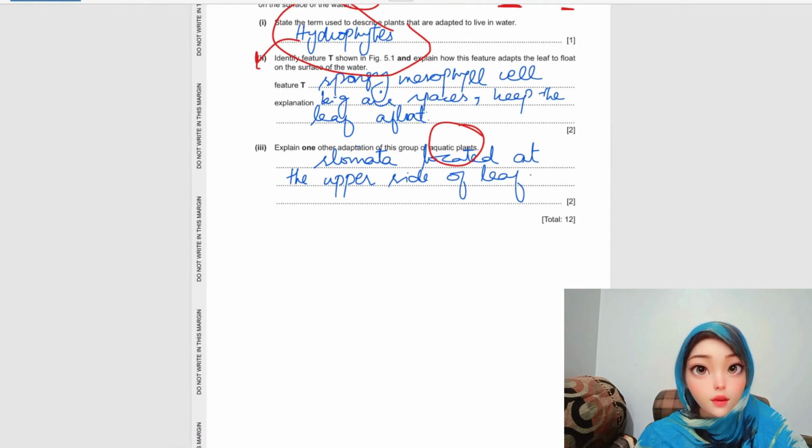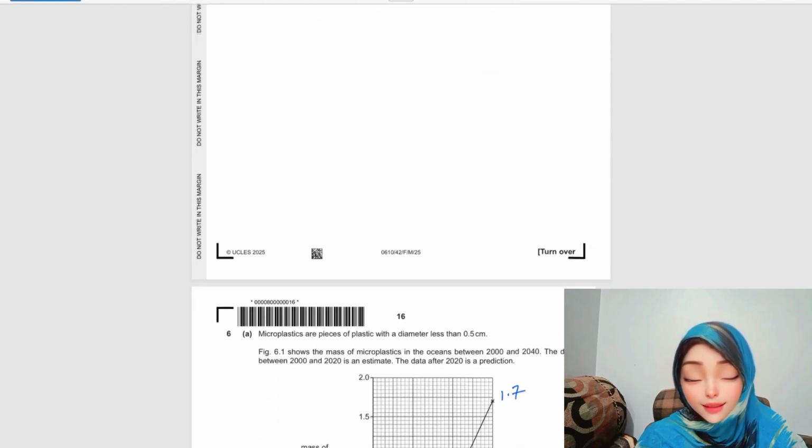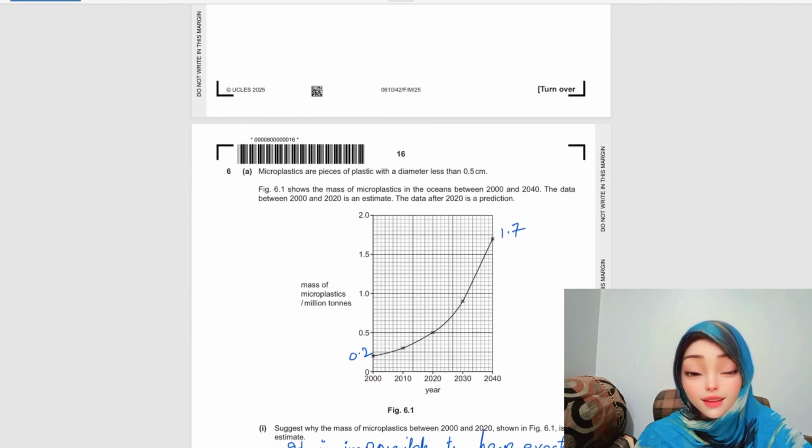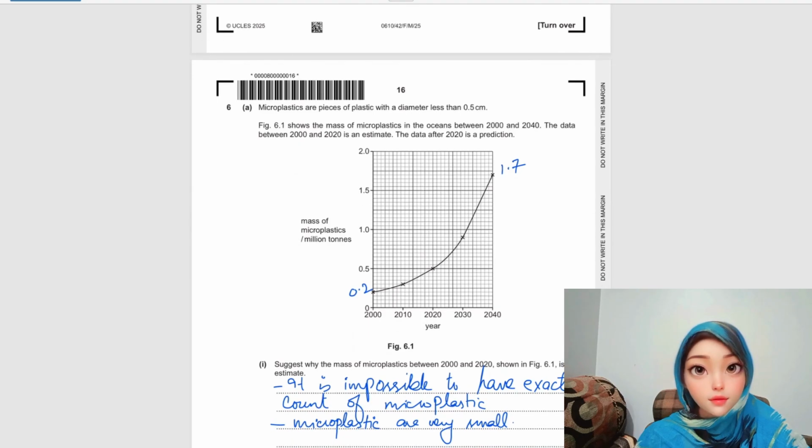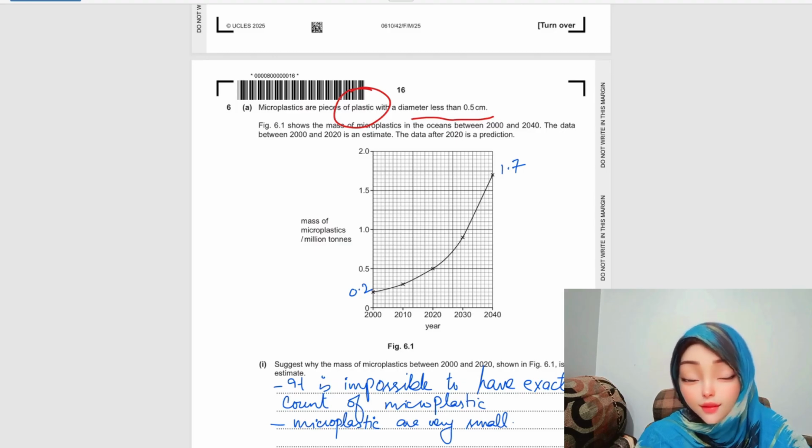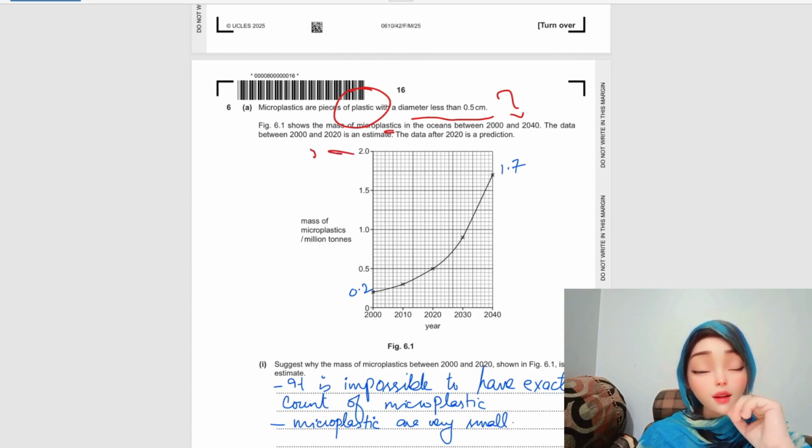Now let's move on to question number 6, that is the microplastic. These are pieces of plastic with a diameter less than 0.5 centimeter. So figure 6.1 shows the mass of microplastic in oceans between 2000 and 2040. The data between 2000 and 2020 is estimated, and the data after 2020 is predicted.